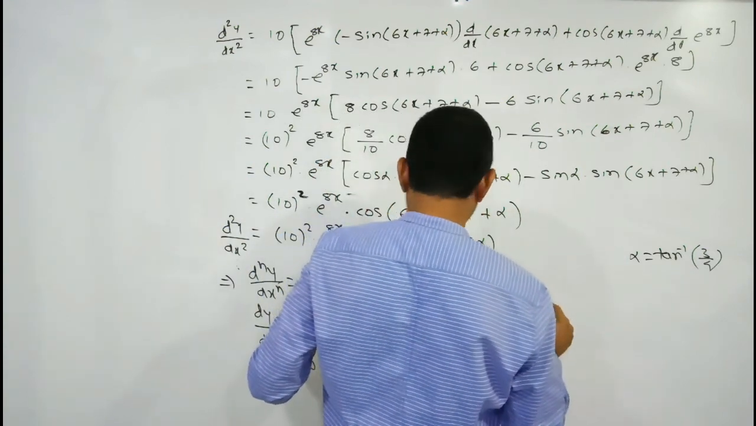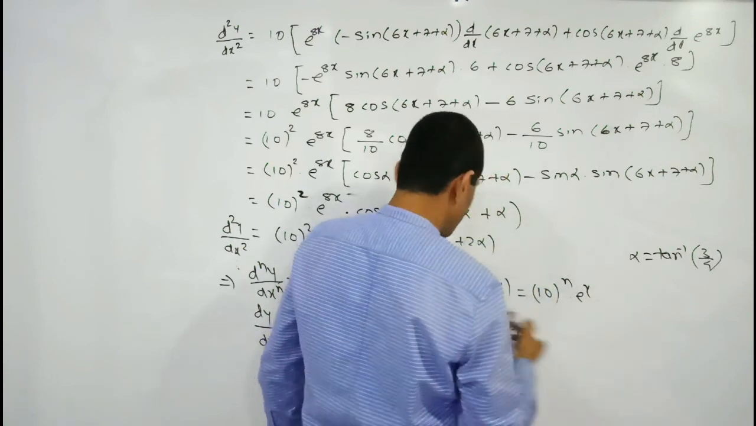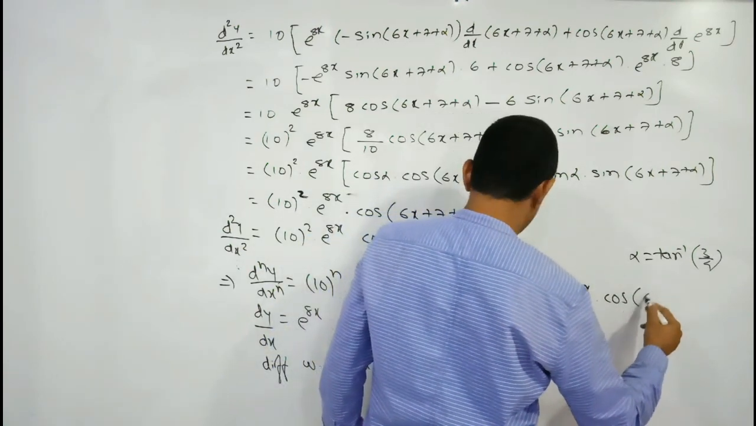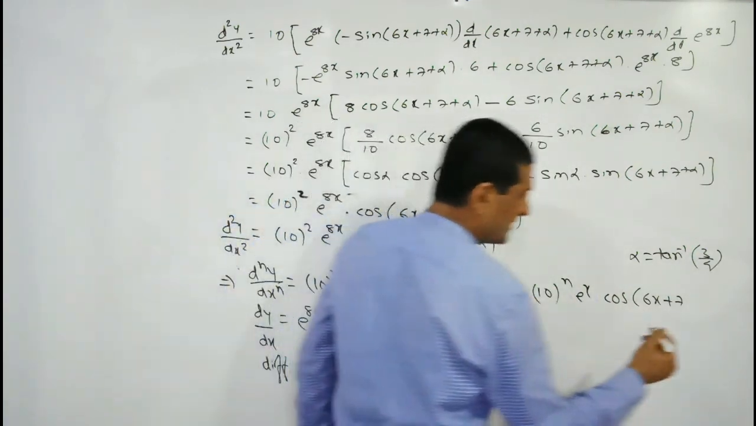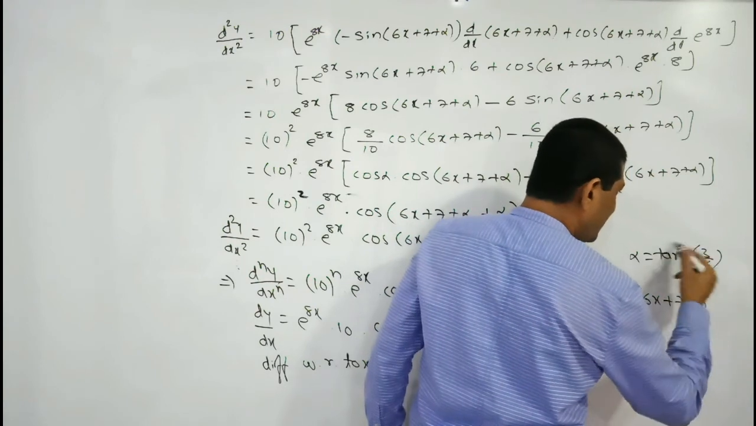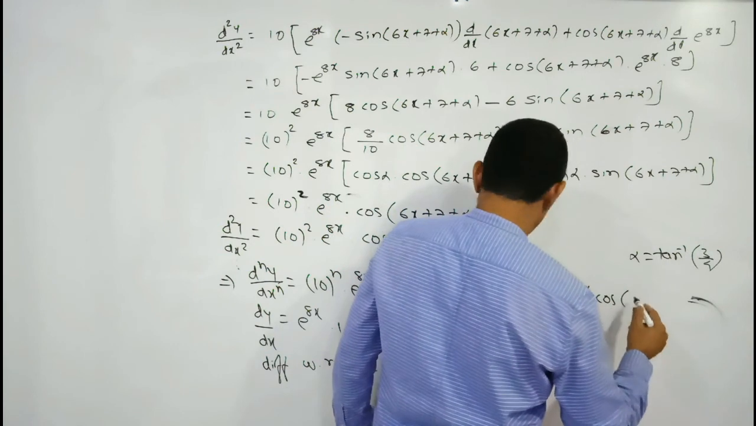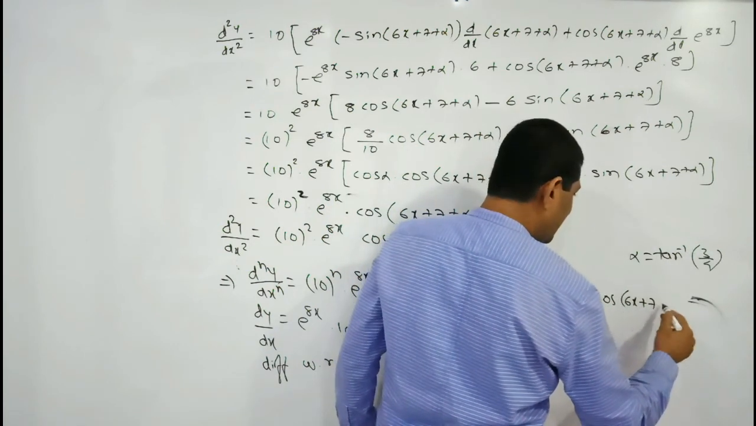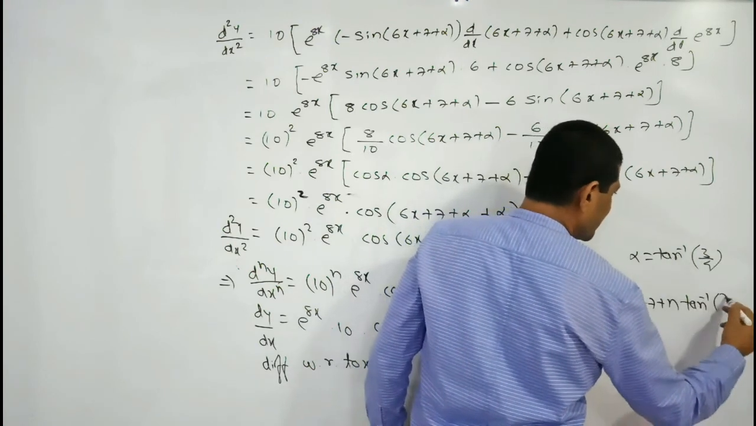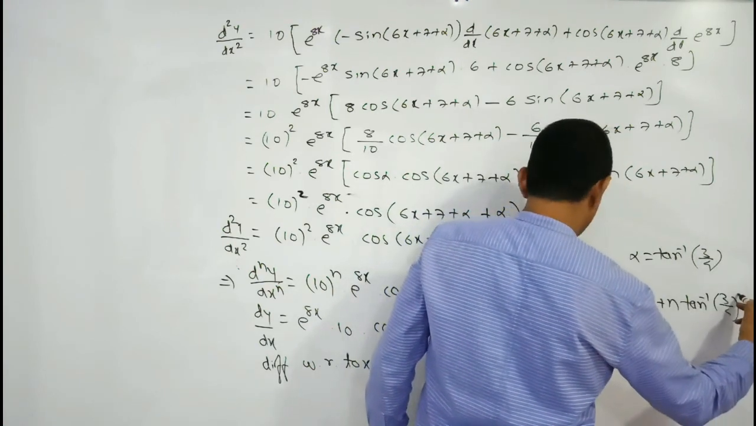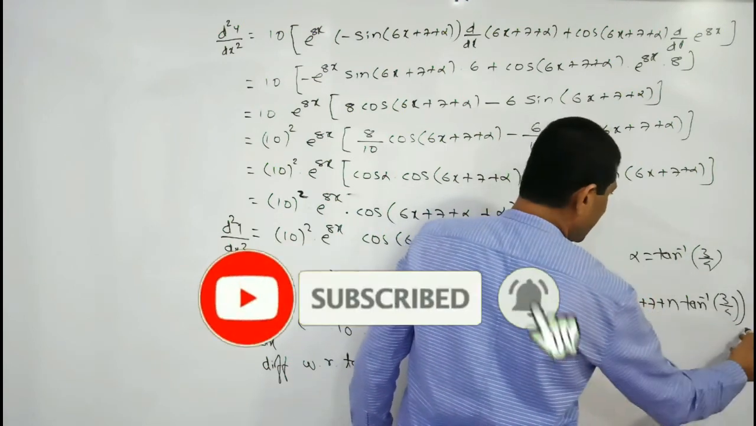So here, which is equal to 10 raised to power n into e raised to power 8x into cos of 6x plus 7 plus n alpha. Alpha I am replacing by its value, tan inverse of 3 by 4. In this way we have got the value of the nth order derivative.